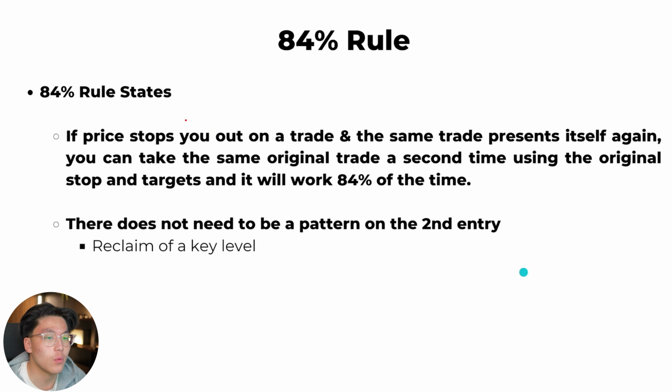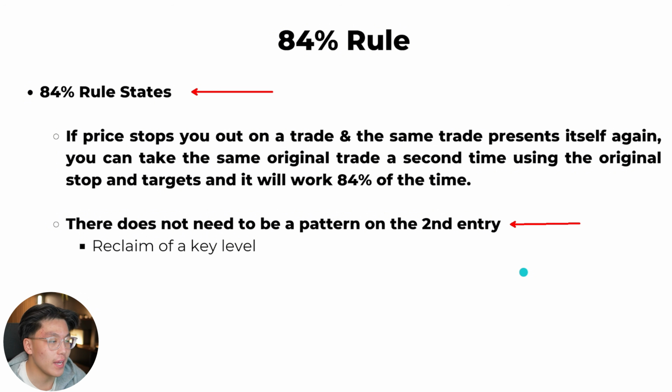So the 84% rule states that if price stops you out on a trade and the same trade presents itself again, you can take the same original trade a second time using the original stop and targets, and it'll work 84% of the time. So if you have a solid trade thesis with a solid setup and price stops you out and it sets back up, meaning it reclaims the key level once again, what we can do is use the same original trade thesis, in this case the same stops, the same targets, and what we can expect now is the trade to work out 84% of the time. You can see this is a very powerful tool that we can use.